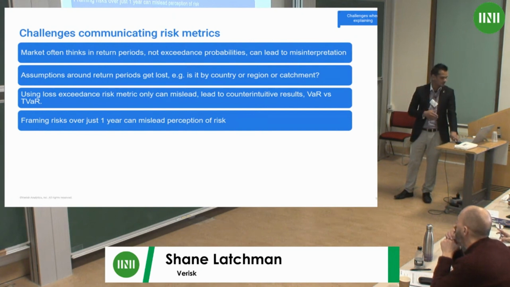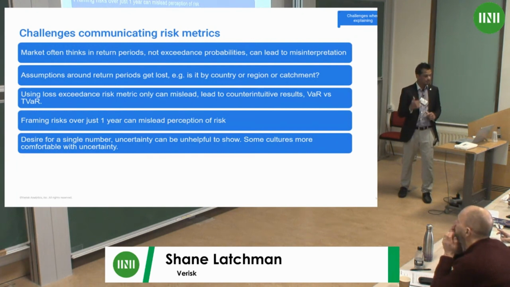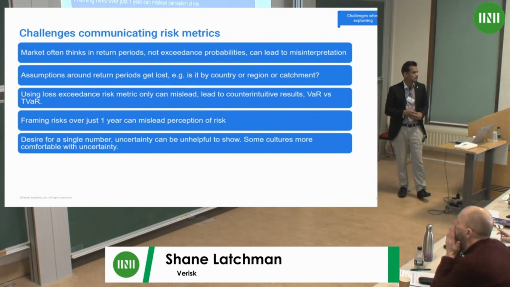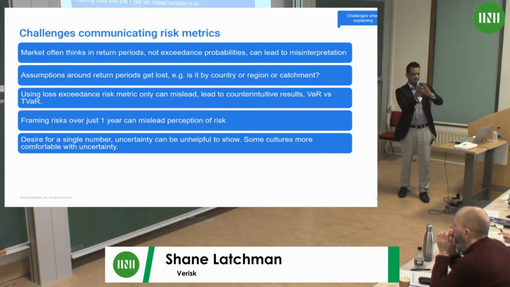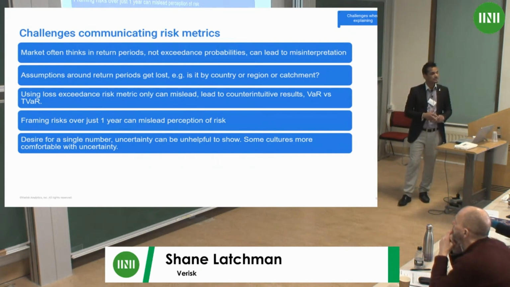We talked about uncertainty a lot in previous talks. There's a desire for a single number, and sometimes uncertainty can be unhelpful to show. Some cultures, and by cultures I don't necessarily mean countries, I mean business cultures, are more comfortable with uncertainty. So what can sometimes happen is that we'll show uncertainty, so the software and the models and so forth, they have exceedance probabilities and they have uncertainties around them and so on. And then they'll say, yeah, but I really just need one number.